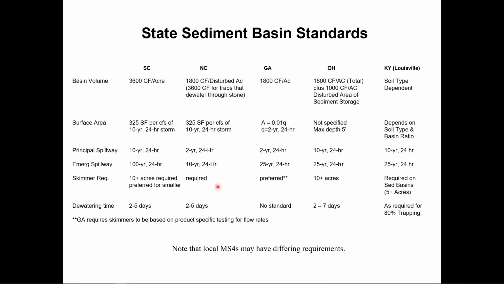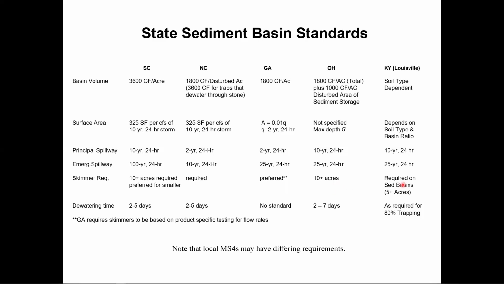Skimmer requirements really do vary from state to state. In South Carolina, 10 acres or more requires a skimmer, although some MS4s require them on smaller areas. Basically, anytime you have a sediment basin with an outlet structure, they're asking you to put a skimmer in. In North Carolina, it seems that they're required on anything. We've seen some large mud puddles that had skimmers in North Carolina. It's really hard to meet that 2-day time frame with those. Georgia's not actually required yet, although it technically is in their CGP. In the Georgia state requirements, they just say it's preferred, although a lot of MS4s now require it.